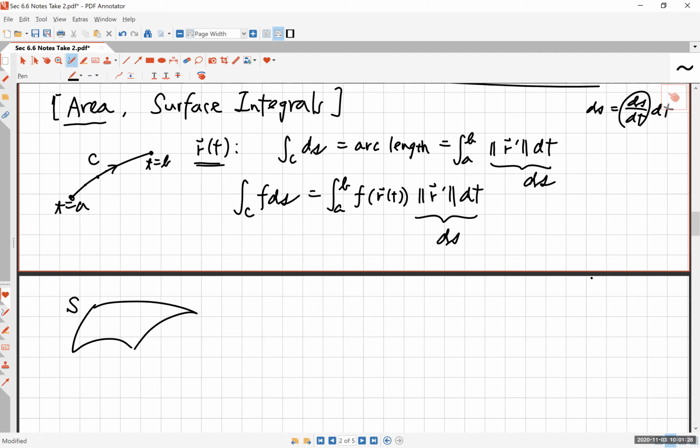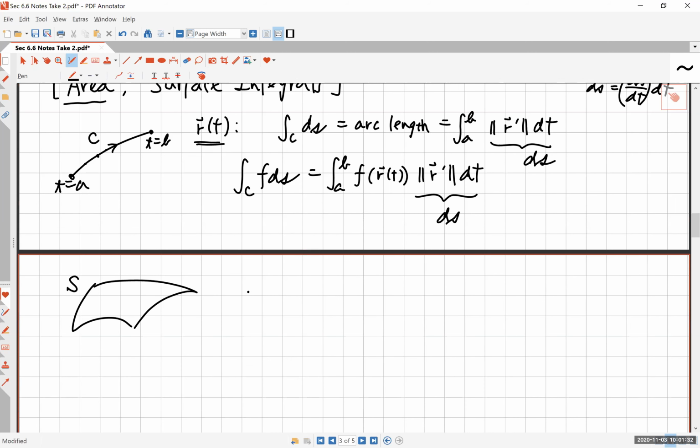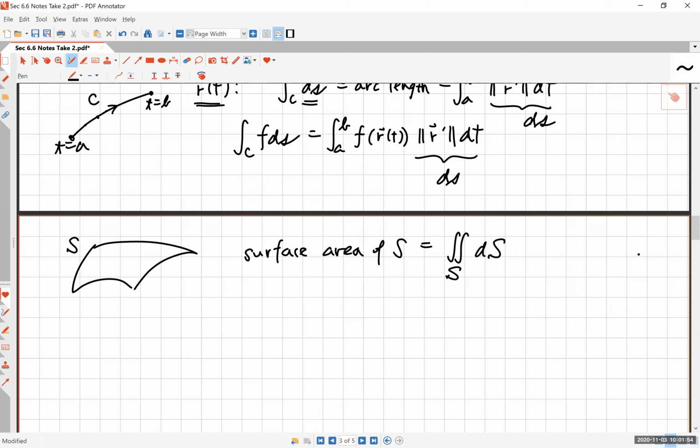Now we're going to have to do something similar for this. What is it that we need to do for a parametrized surface? I should say before we go further, if you're looking for the surface area of S, this is going to be represented by this double integral over the surface S of d, well, we had ds here. This is going to be called d capital S. And the question is, we don't know what that is yet, and that's what I'm about to explain.